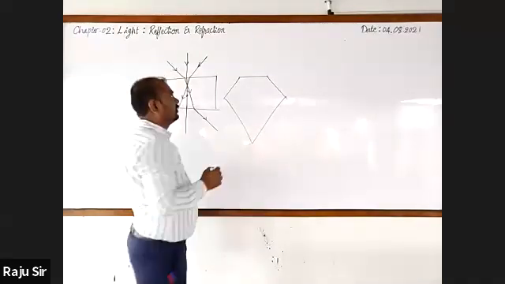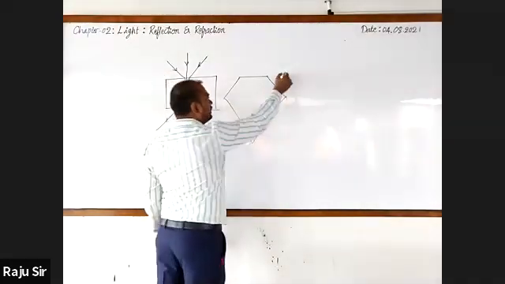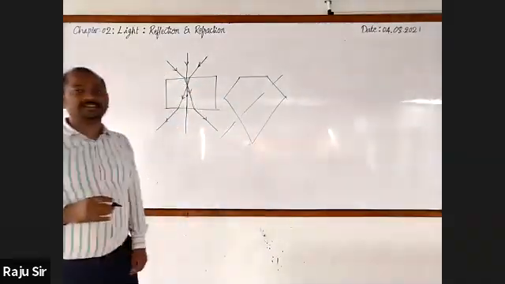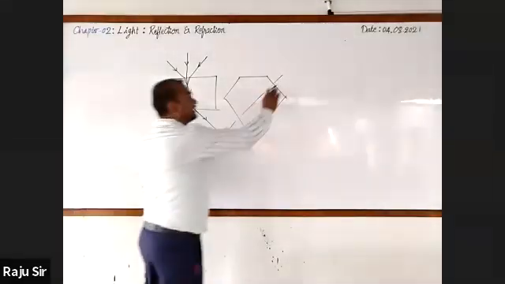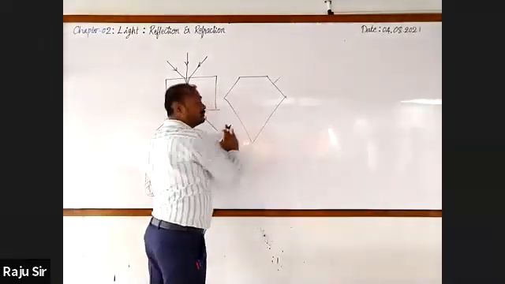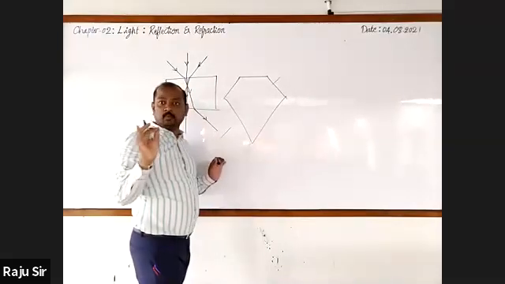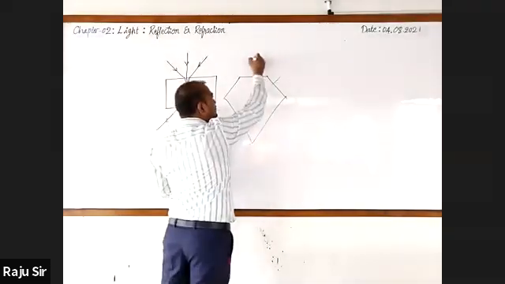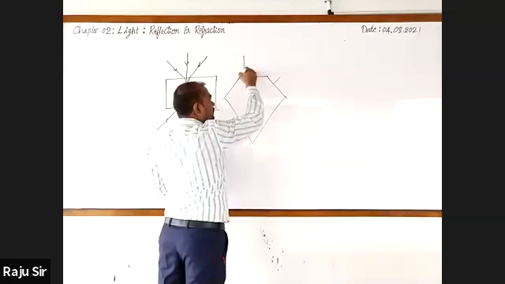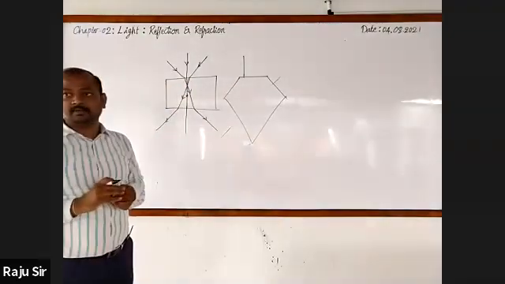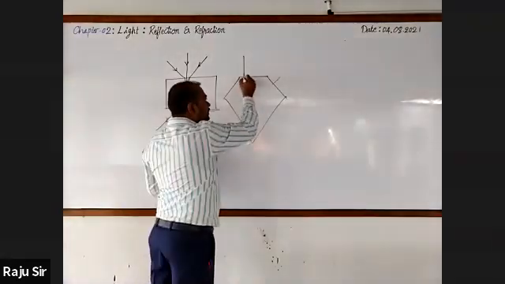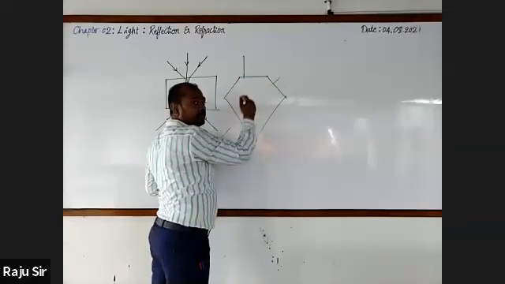Refraction of light. Due to refraction, it should go out, right? But actually it doesn't happen. I'm showing only one ray of light incident on the surface of the diamond, and it undergoes refraction.